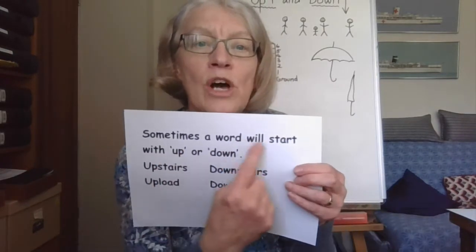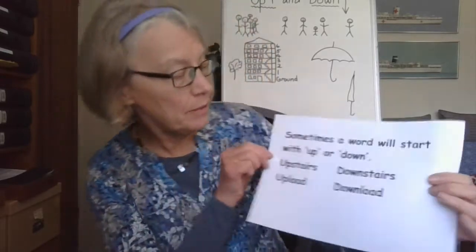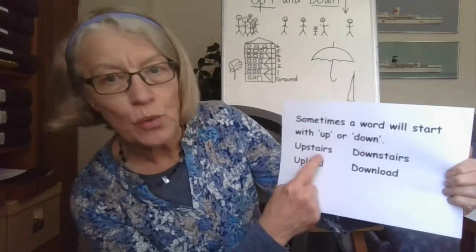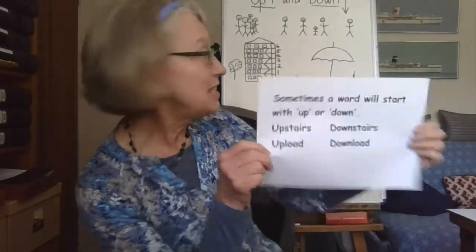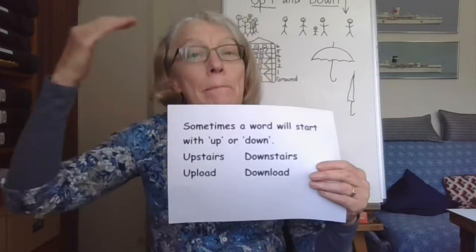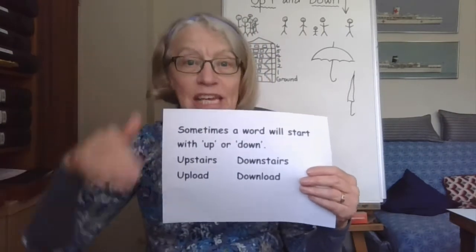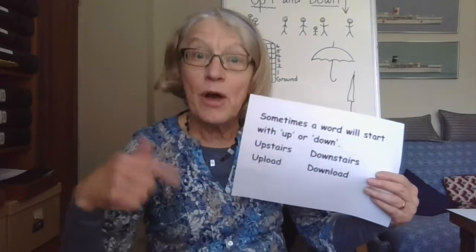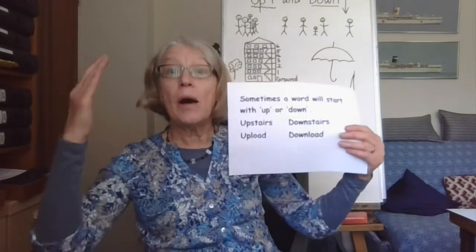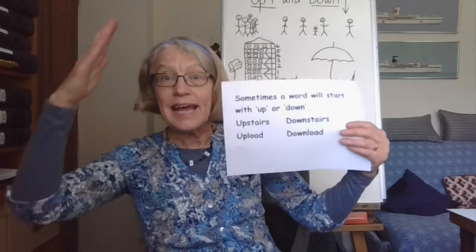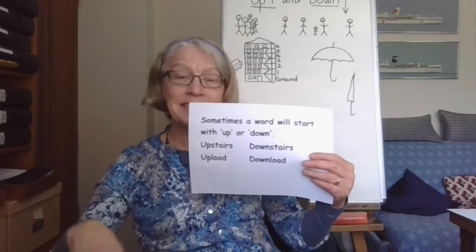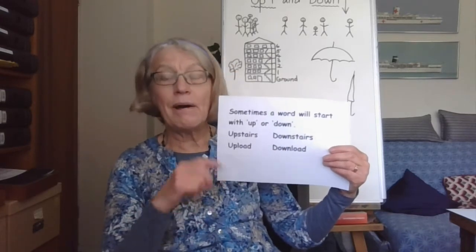And sometimes a word will start with up or down. Some examples here. Upstairs, downstairs. It's not 2 words, it's 1 word. Upstairs. So in many houses, bedrooms are upstairs and the kitchen is downstairs. At the moment, I'm sitting in my house upstairs because this room is upstairs. I've had to come up the stairs to get where I'm sitting now. And downstairs, I've got my kitchen and my sitting room.